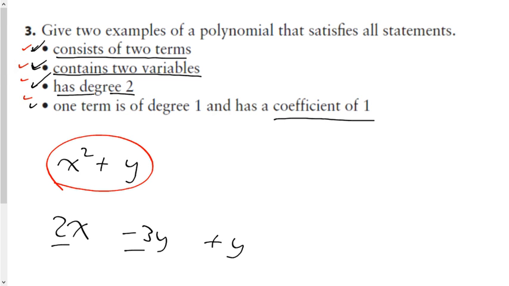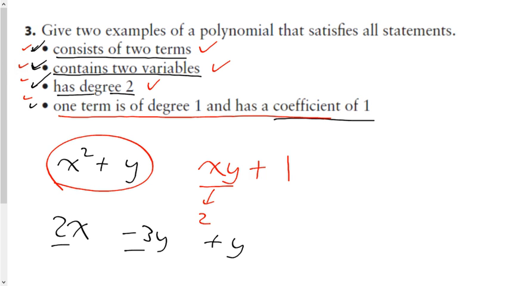Now I'm going to try and do another one and see if I can make it happen. So xy plus 1. Does that have 2 terms? Yes, it does. Does it contain 2 variables? Yes, it does. Does it have a degree of 2? Yes, it does, because the x has a 1, the y has a 1, so a degree of 2. The only problem is, does one of those terms have a degree of 1? It does not, because this has a degree of 2. This does not have a variable, and therefore has a degree of 0, not 1. So that didn't work. I was so excited, but it didn't work.